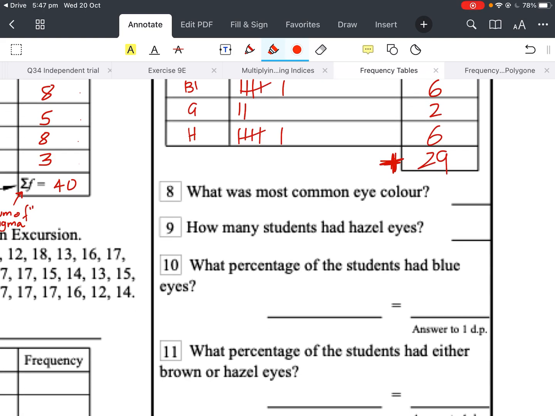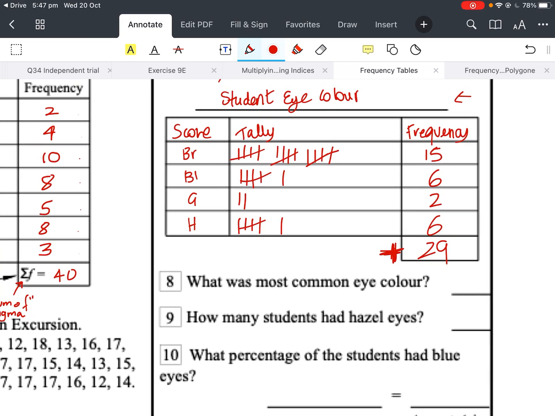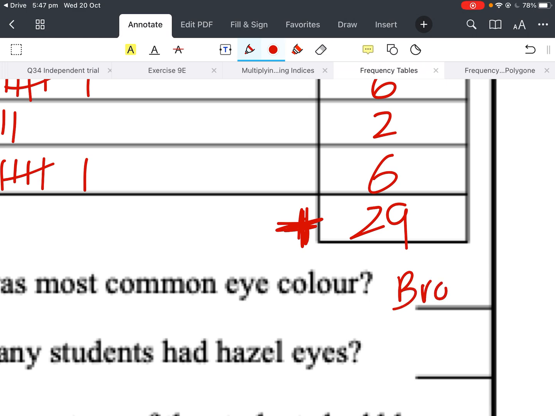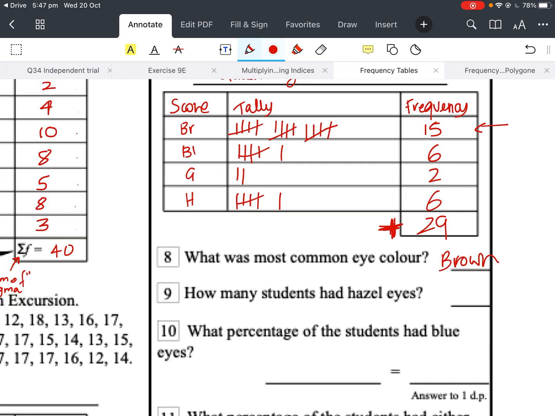All right, so now let's answer these questions. What was the most common eye colour? Well, it's obviously this one here, isn't it? Brown. How many students had hazel eyes? So we look for the number here. The frequency number is 6.